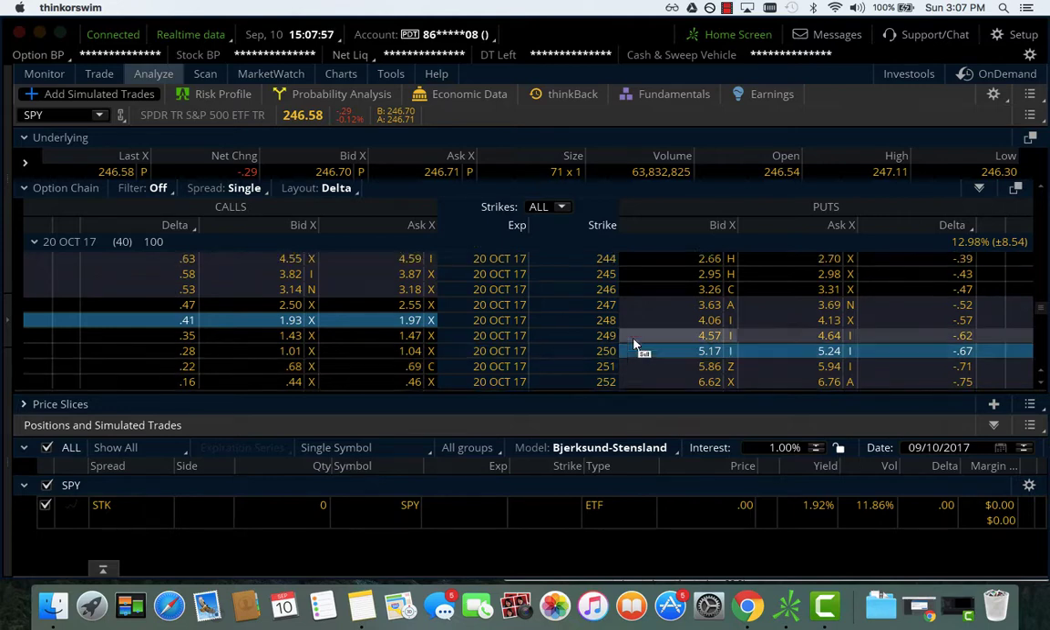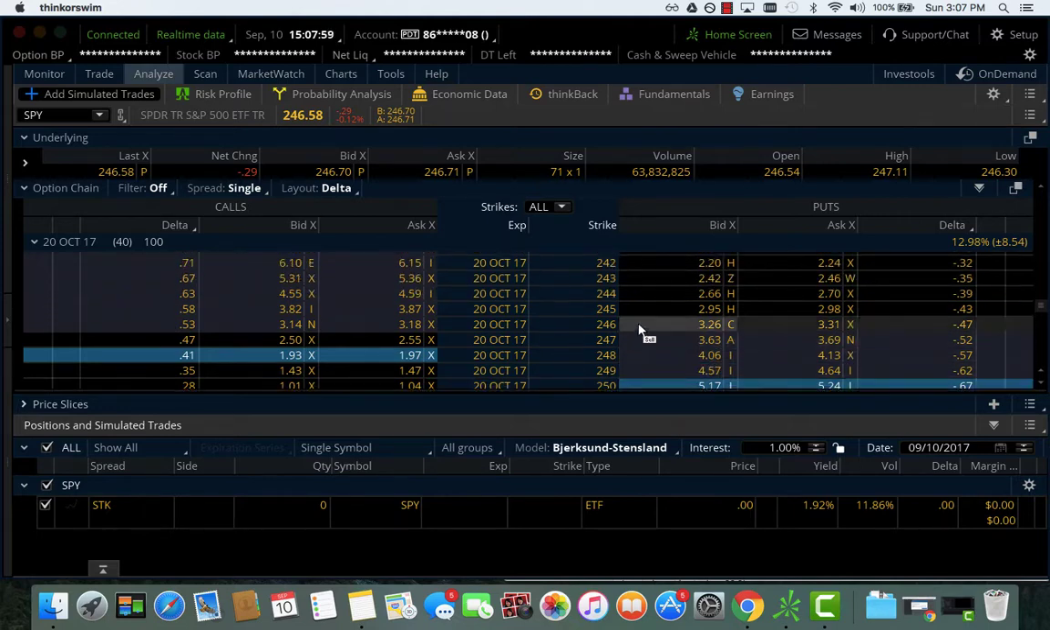Same thing on the put side. Anything with the delta 50 or below. So we have the price of the stock above our put. That would be out of the money. That's an example of out of the money.